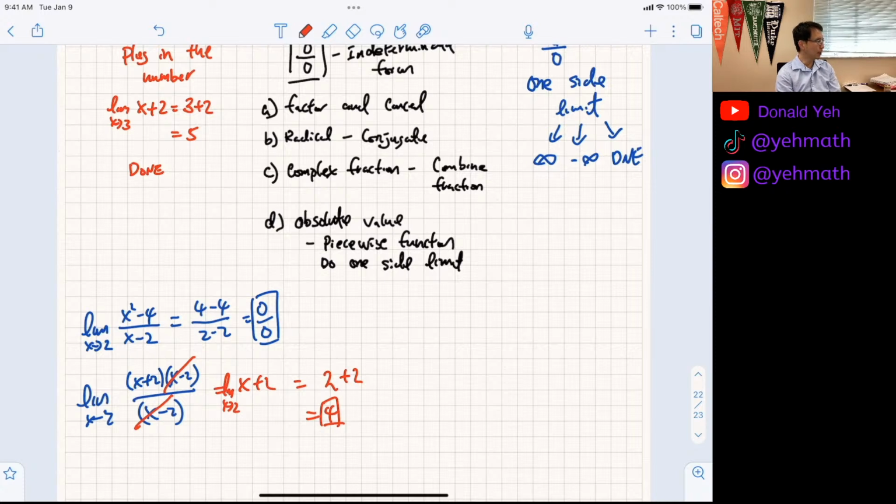Does anybody know what the graph of x squared minus 4 over x minus 2 looks like? No? Kind of like a parabola. Nathan, what do you think? x squared minus 4 over x minus 2.